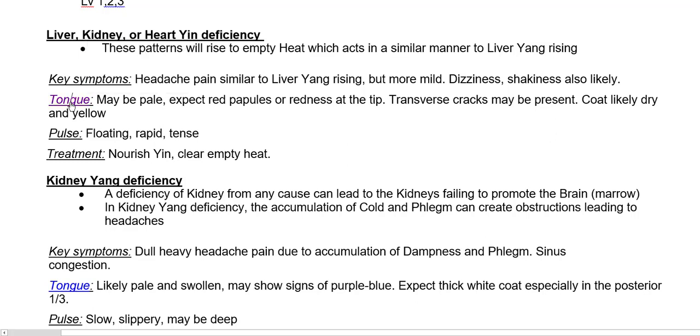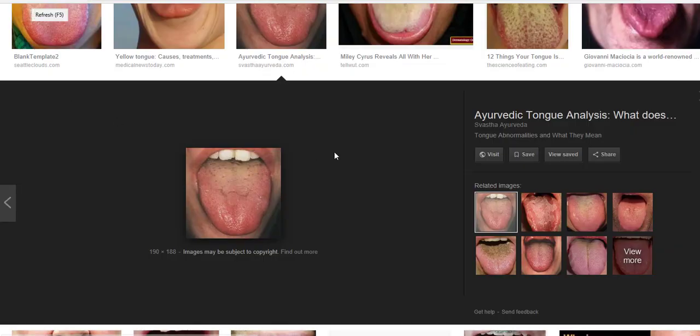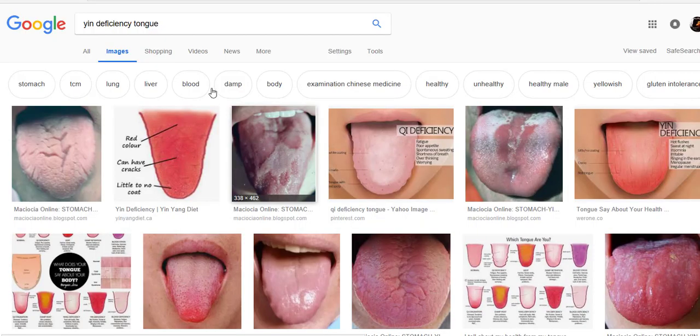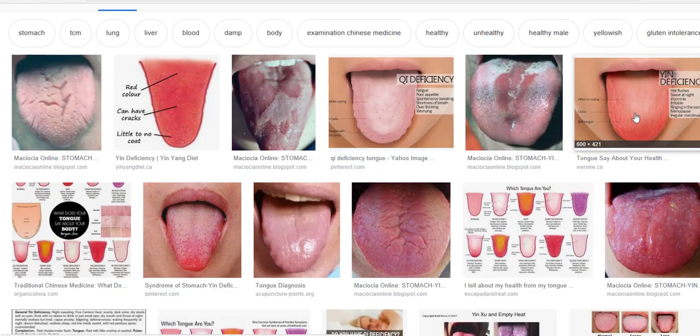I think in this one I was trying to highlight papules and redness at the tip, so let's see what we have. Oh no, I just went into yin deficiency tongue. Yeah, that's not bad here, actually. Let's take a look at that one.